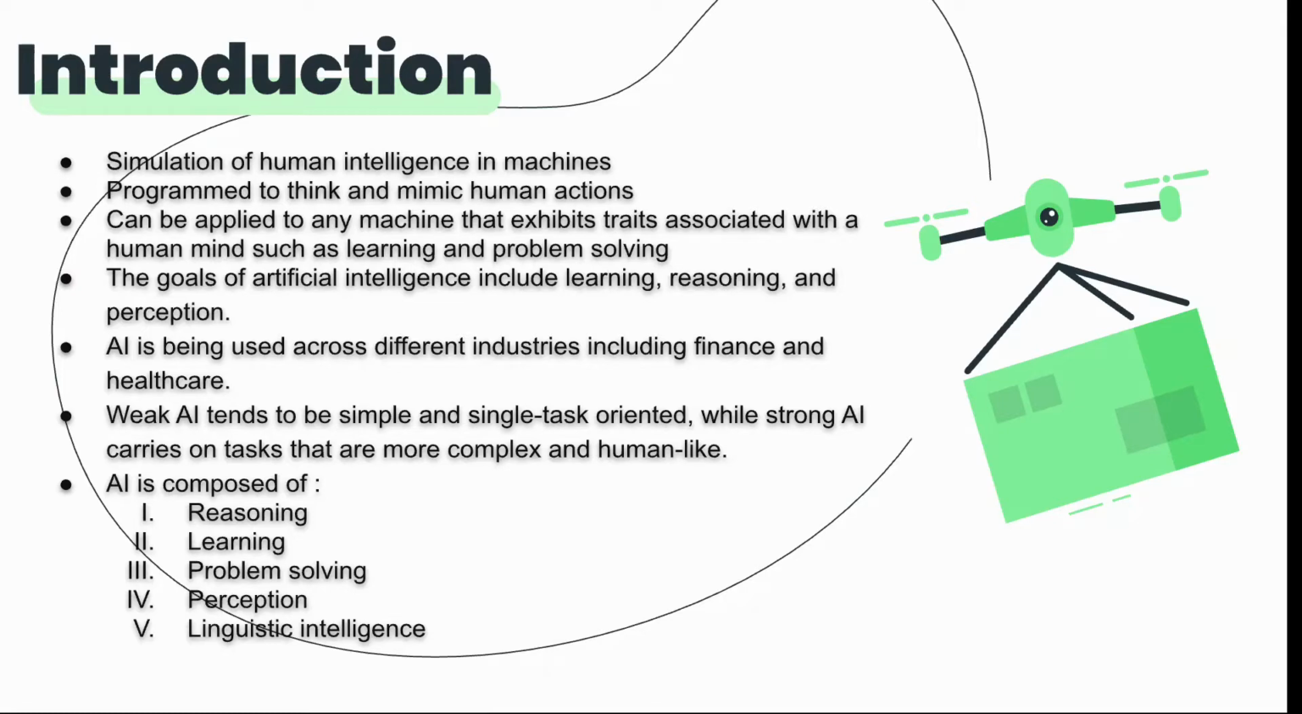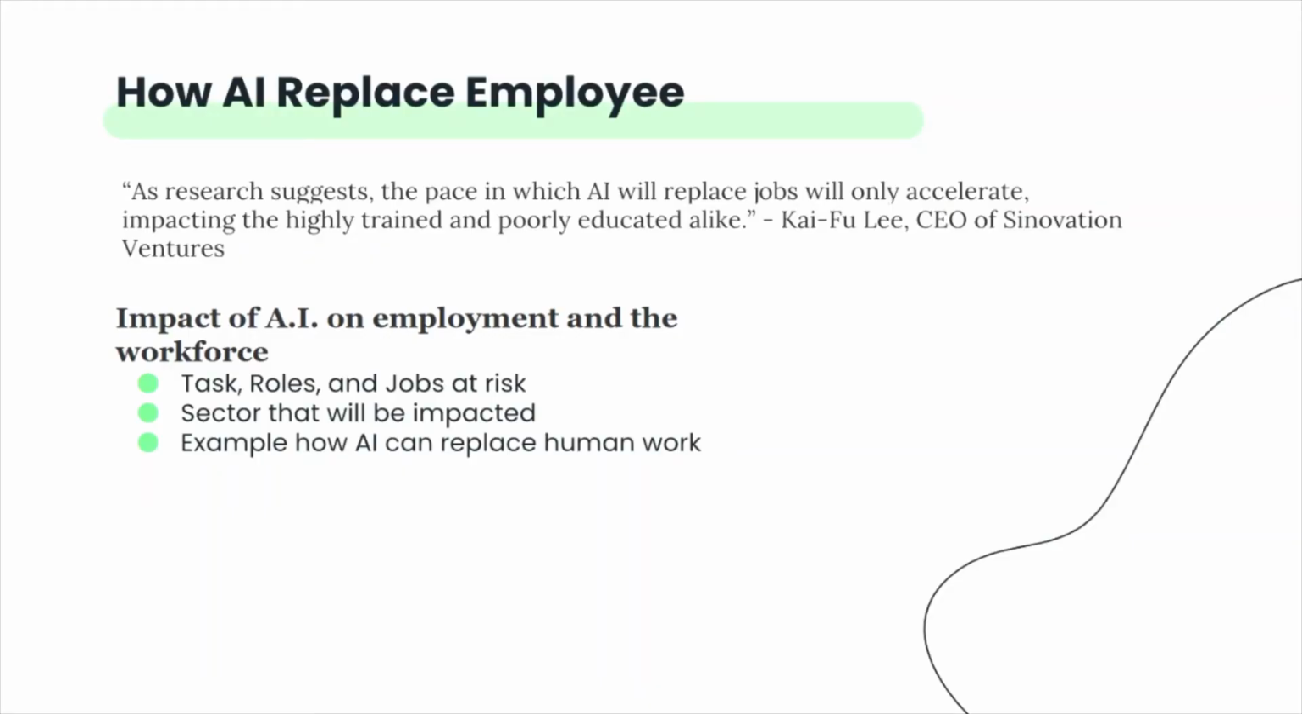Weak AI tends to be simple and single task orientated, while strong AI carries out tasks that are more complex and human like. AI is composed of five main things, which are reasoning, learning, problem solving, perception, and also linguistic intelligence. How does AI replace employees?